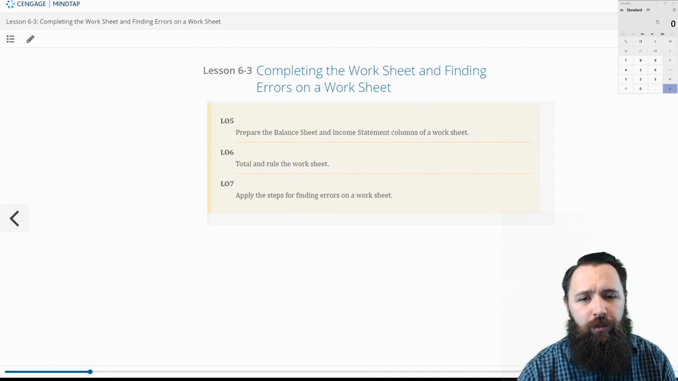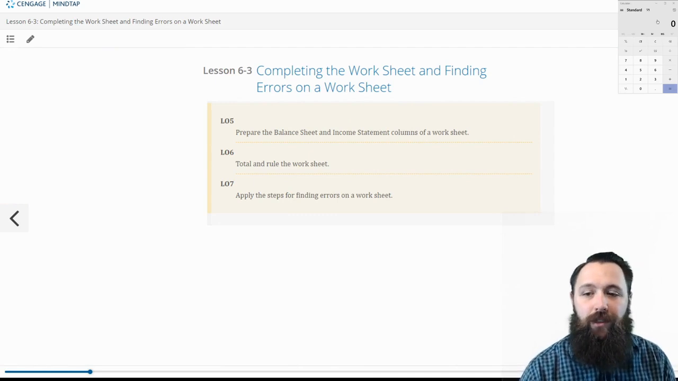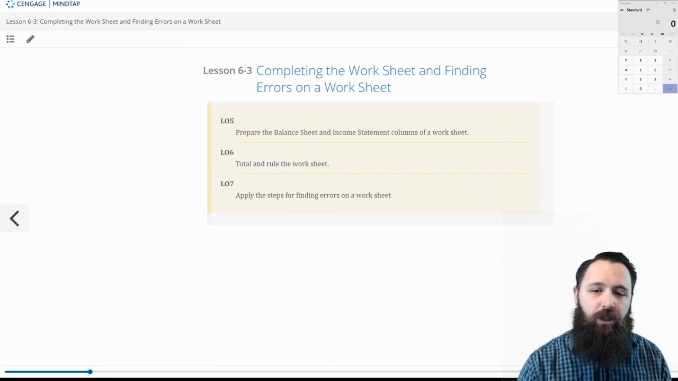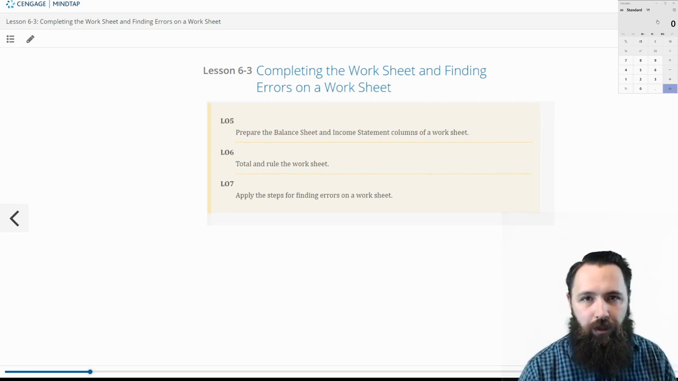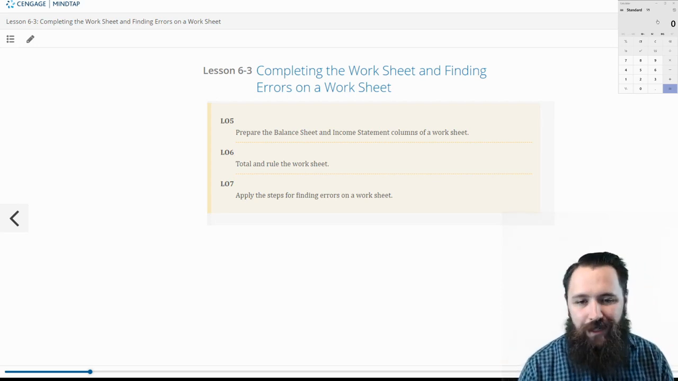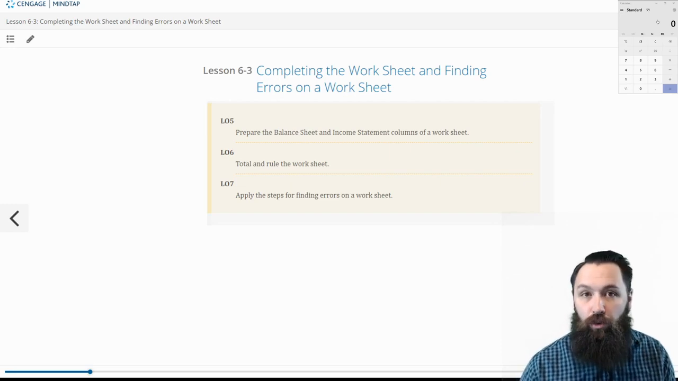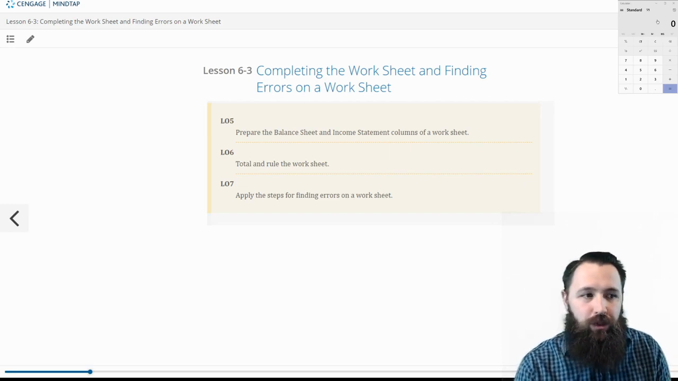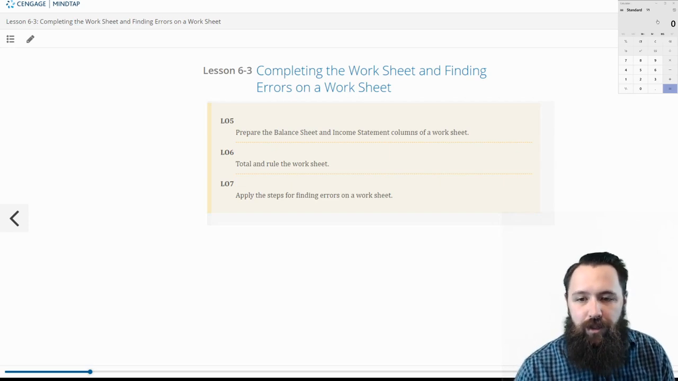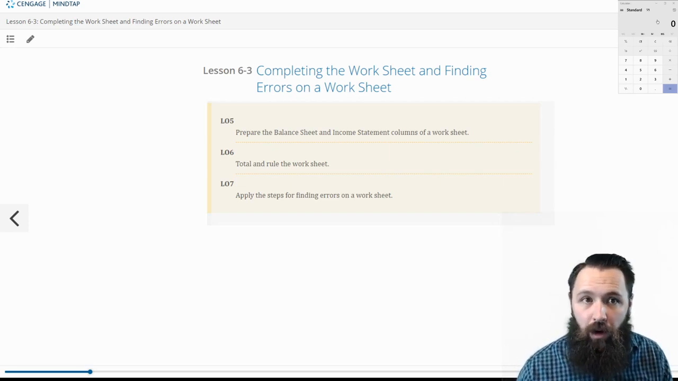So let's look at the learning objectives. First one's prepare the balance sheet and income statement columns of a worksheet. So we're going to determine what's on a balance sheet and what's on an income statement. Next is we're going to total and rule that worksheet. What that really means is we're just going to add everything up. And then learning objective number 7 is going to be apply those steps for finding errors on a worksheet. And once again, we usually call that controls.